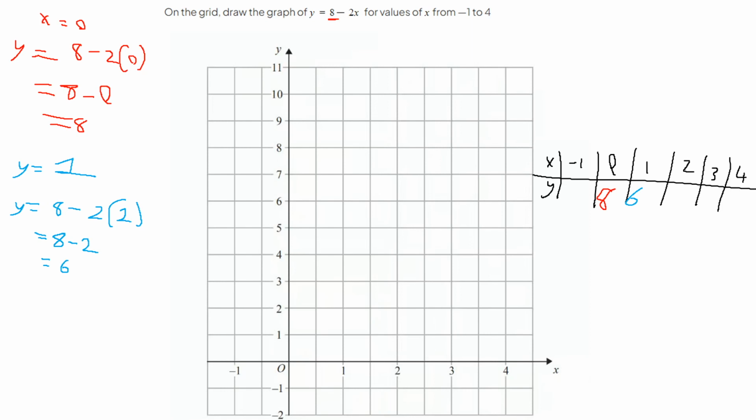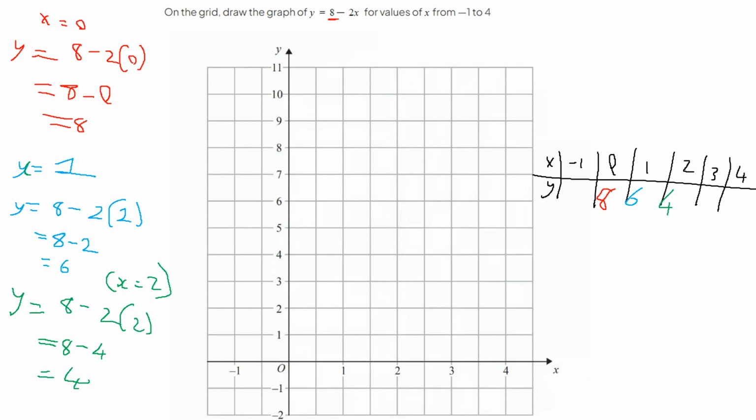And then finally, I said that we only needed 3 points. If it's in an exam and it says work out the table of values, then you're going to have to do these for all the values. But if you're just told to plot the graph, you can get away with only 3. So x is equal to 2. Y is equal to 8 minus 2 times 2. What's 2 times 2? 4. And so we're left with 4.